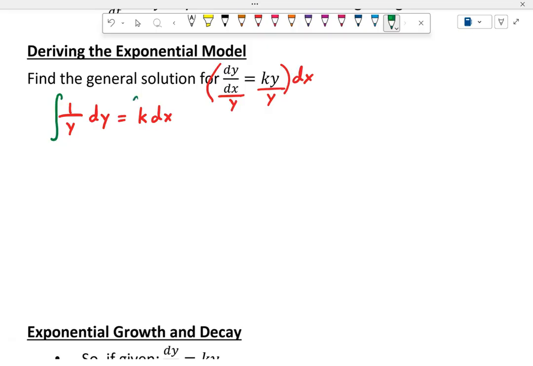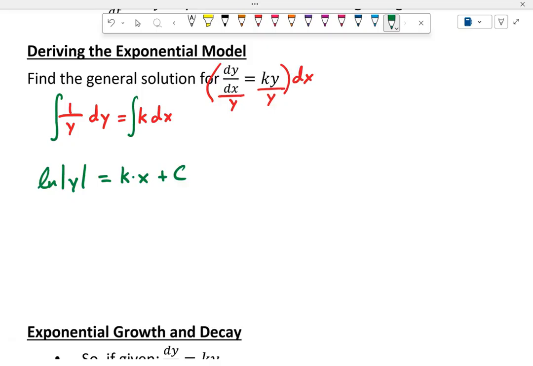Let's integrate both sides. So what is the integral of the left side, 1 over y dy? What do we have? Natural log of the absolute value of y. All right, and remember k is a constant, so what's the right side? kx, k times x, plus c. Yes. All right, now let's go ahead and solve for y.